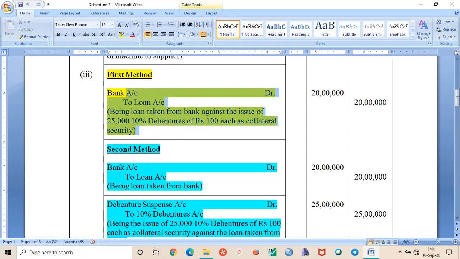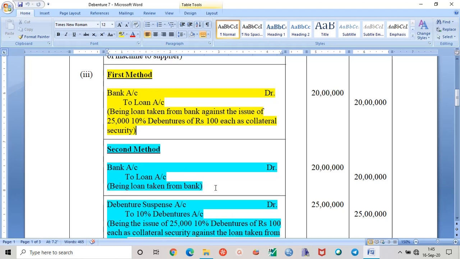So this is your entry when you take loan from the bank. Since it is the first method, in the journal it will be just like this: the bank account debit to loan account, and in the narration you will write that the loan is taken against the issue of 25,000 10% debentures of rupees 100 each as collateral security. You issue the number of debentures to the bank, but you do not record. So this is your first method.